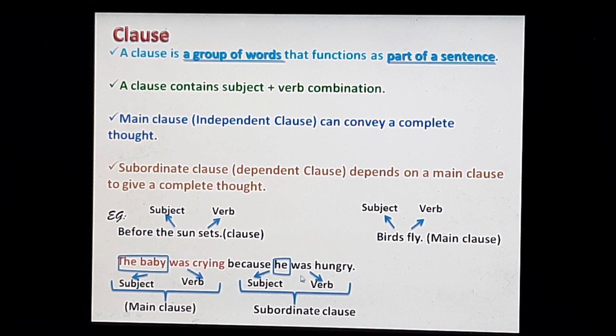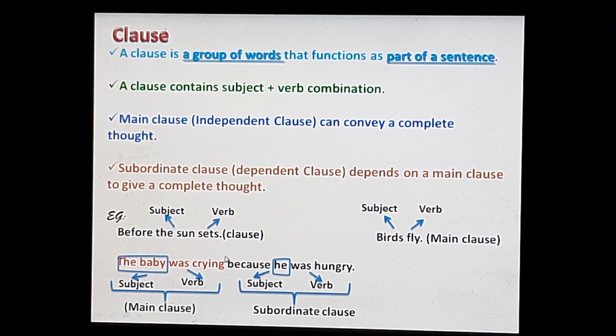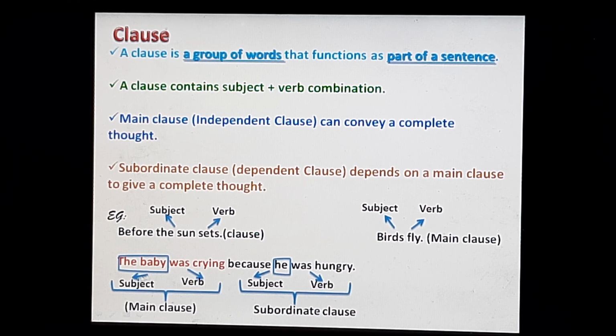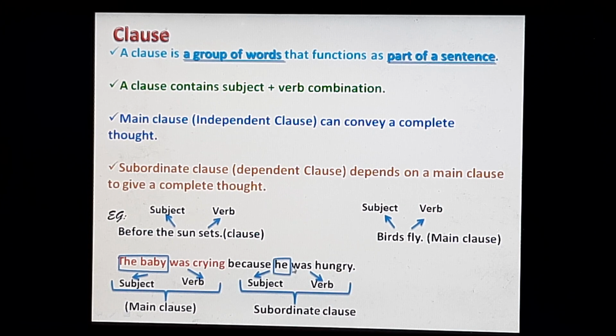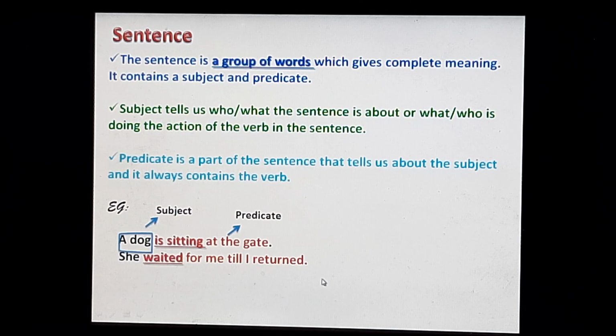"The baby was crying because he was hungry." This sentence can be split into two, main clause and subordinate clause. The main clause can stand on its own. "The baby" is the subject, "was crying" is the verb. "Because he was hungry" is incomplete, but it has a subject and it has a verb.